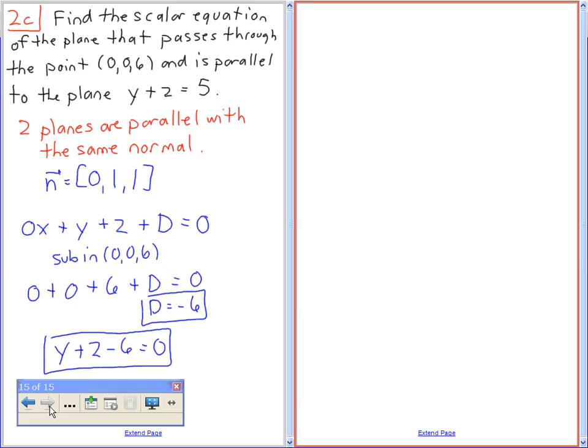So you turn that back into a vector. What you can do is turn this into vector form, pick different y's and z's and whatnot, and your normal is going to be 0, 1, 1. So we just make the parallel plane. If the 2 planes are parallel, look at this case.